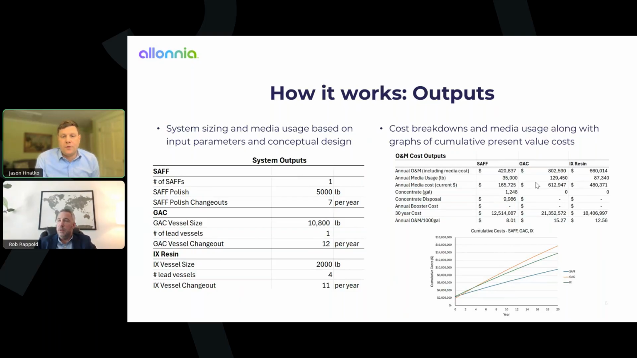Then based on those parameters, you'll see on the right, you have specific cost breakdown. So you have your annual O&M costs, how much media you're going to use each year, the cost of that media, how much PFAS concentrate you'll produce from foam fractionation, the cost of that disposal, and then the cost of any foaming additives or boosters. And then all those costs plus those inflation rates that we put in the beginning will give you your 30-year cost for each of those options. So that's a great way to compare the different technologies. And then it'll produce these graphs that show you over time the cost for the different technologies.